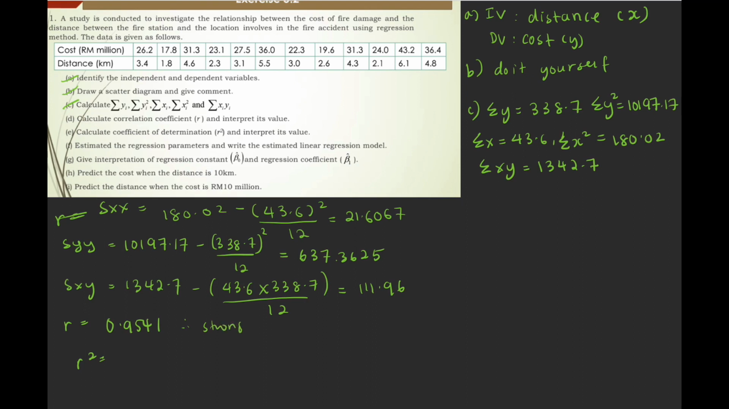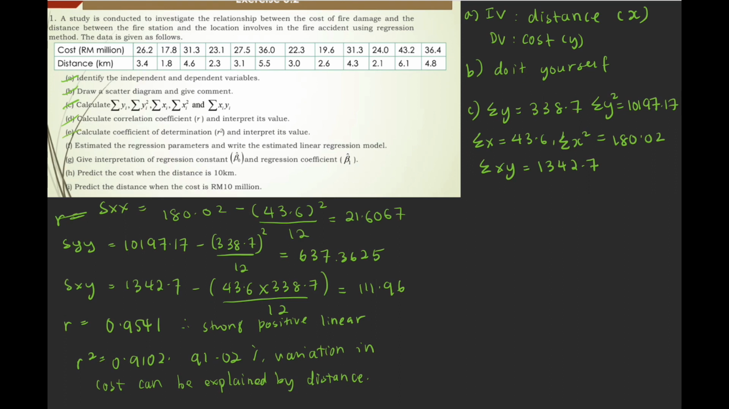So strong positive linear. Okay, R square is equal to 0.9102. So 91.02% variation in cost can be explained by distance.